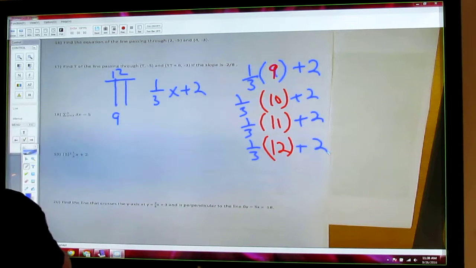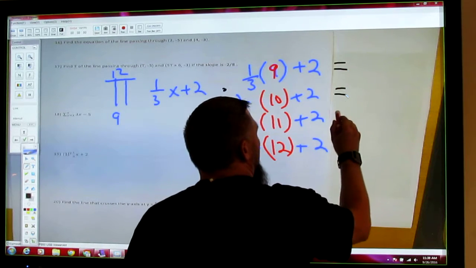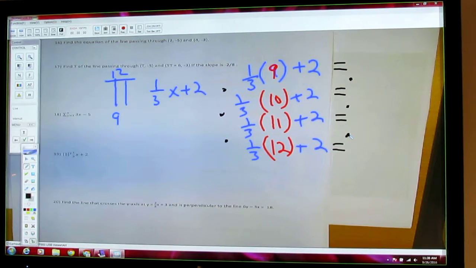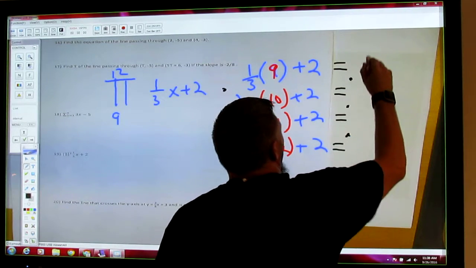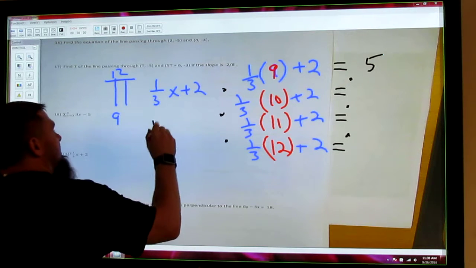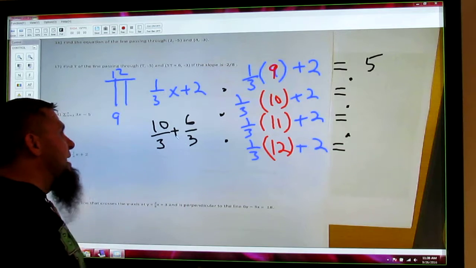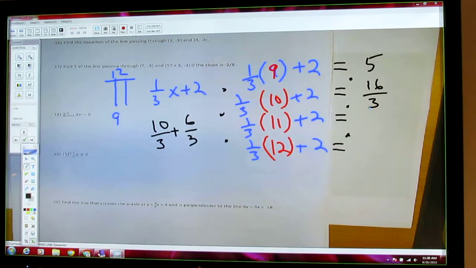Now remember, we're multiplying all of these. So it's going to be multiply, multiply, multiply, right? So whatever this is equal to, we're going to be multiplying each one. Alright, so what's 1/3 of 9? 3. 3 plus 2 is 5. Okay? So then we got 10/3. That's a little harder, right? Plus 2. So if we think about it, 10/3 plus 6/3, so I've got 16/3, which is just 5.